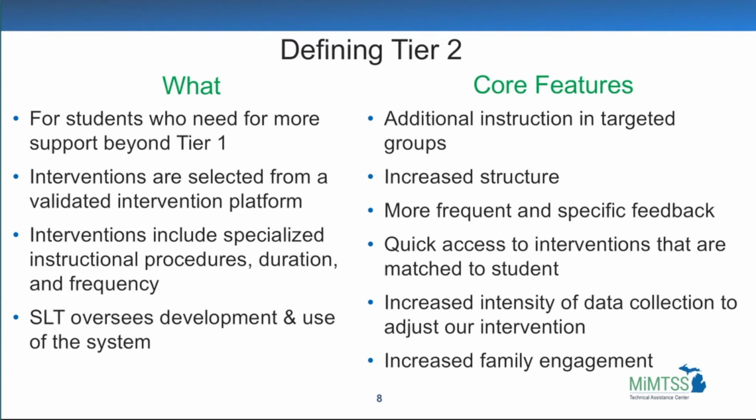Tier 2 also includes a set of core features that help us identify if a support is considered Tier 2. The first is that the additional instruction or the intervention is provided in targeted groups of students with similar needs. It should always include increased structure and more frequent and specific feedback. Getting students into a Tier 2 intervention should be quick, like within 72 hours, and the intervention must be matched to the needs of the student. We should see more data collection and data analysis in order to adjust our intervention. Remember, we should have a sense of urgency, and data will help us do that. And lastly, Tier 2 support should include increased family engagement.